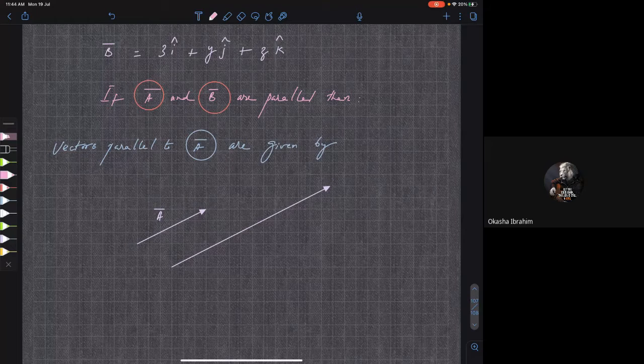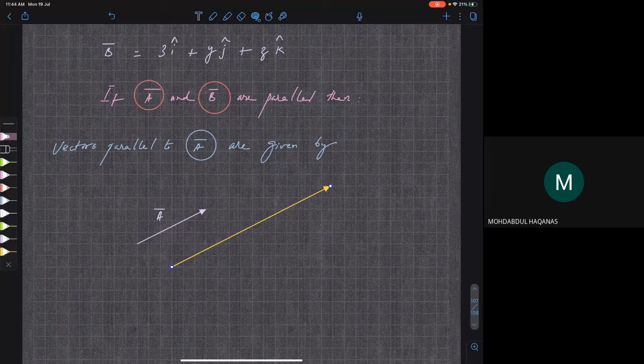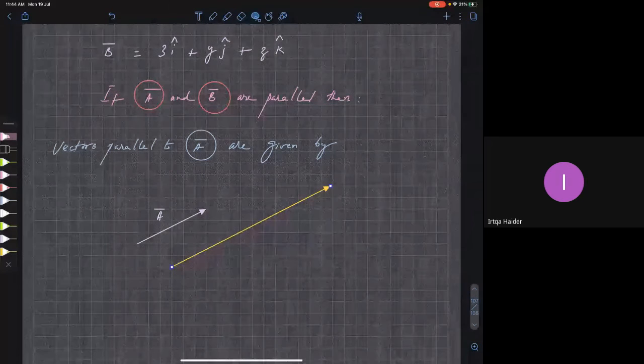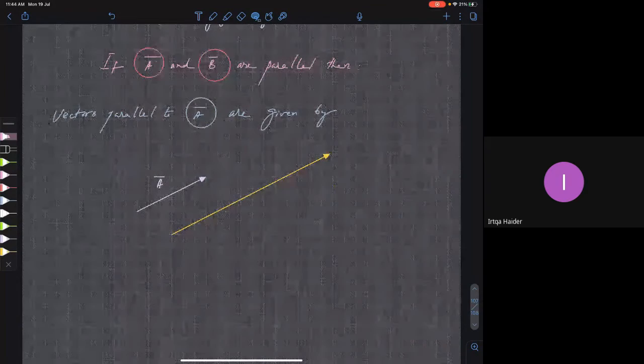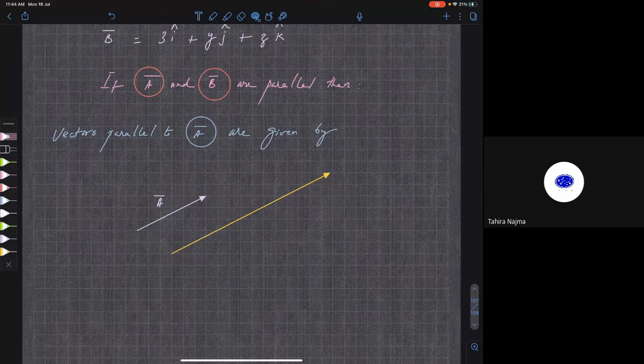How to write this vector? The second vector. R bar plus A bar. Anyone? Sir, won't R bar plus A bar work? No. Divided by magnitude. What else? What else? Cross product. Sir, their cross product will be equal to 0 now.